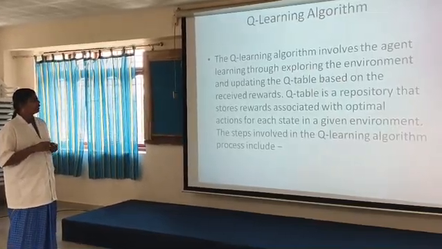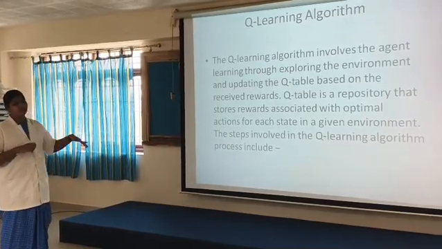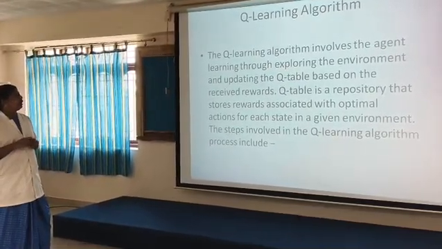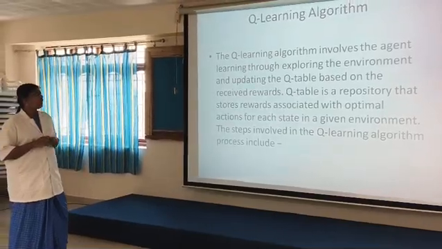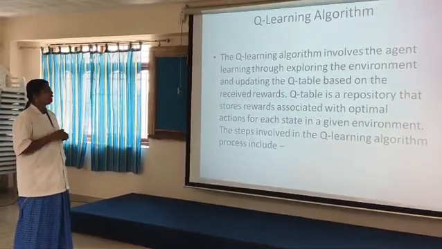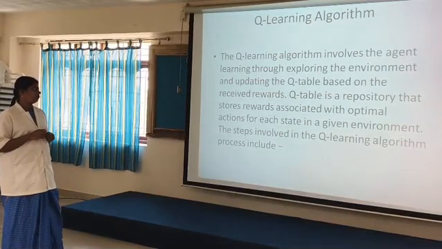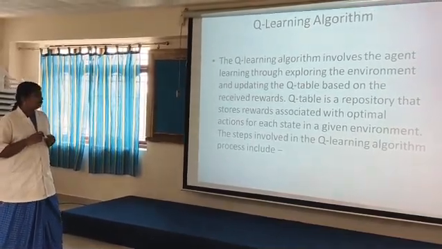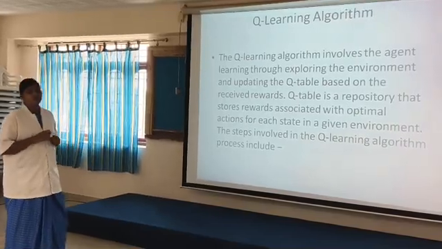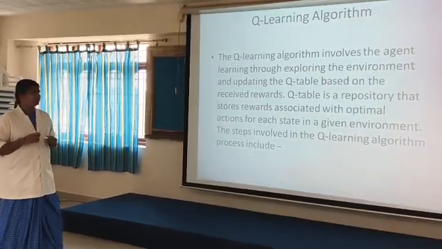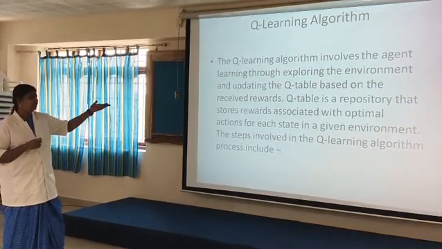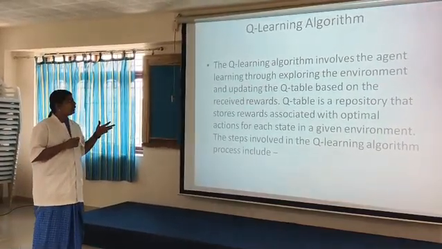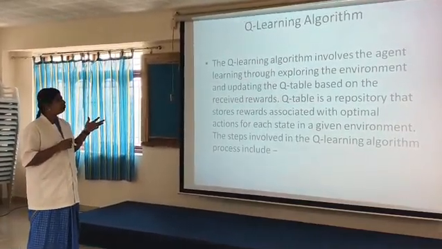So this is an algorithm which will be carried out with the following states. It involves the agent learning by exploring the environment and updating the Q table based on the received rewards. For each and every state, the steps of the Q learning algorithm have been developed and included in the figure. So this is the model chart diagram.